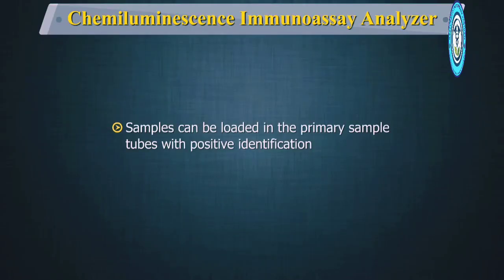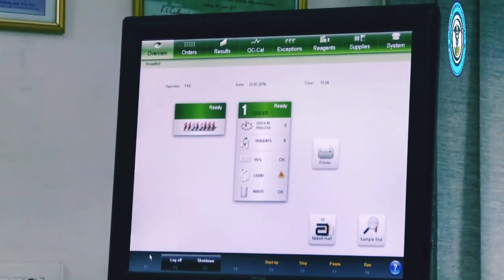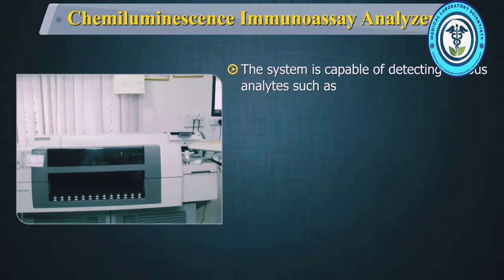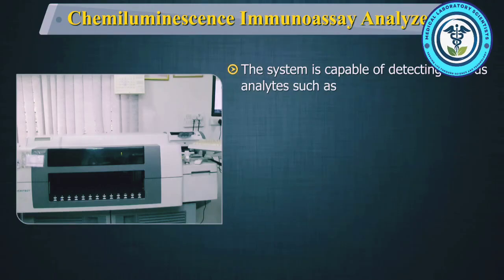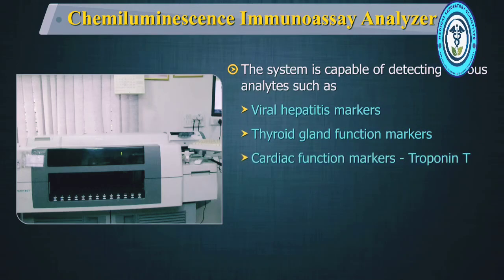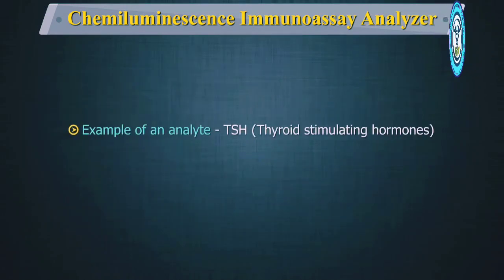The samples can be loaded in the primary sample tubes with positive identification. These types of analyzers are computer controlled and can easily be connected to the lab information system for increased data management capabilities. The system is capable of detecting various analytes such as viral hepatitis markers, thyroid gland function markers, cardiac function markers such as troponin T, metabolites such as vitamin B12. We will illustrate thyroid stimulating hormone as an example of an analyte.